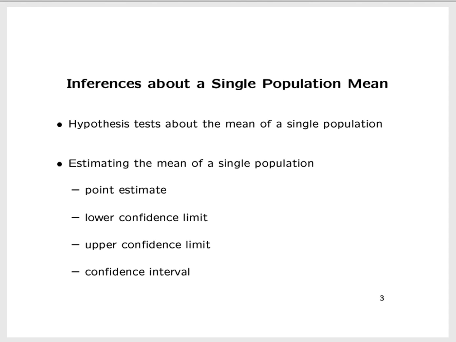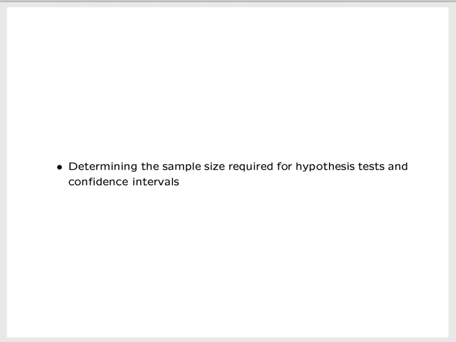Now let's first start talking about inferences about a single population mean. We'll be looking at hypothesis tests about the mean of a single population. We'll be looking at how to estimate the mean of a single population via point estimation and also via confidence interval estimation. We'll look at how to construct lower and upper confidence limits. And we'll also look at sample size problems, how to determine the sample size required for hypothesis tests to have a certain amount of power and for confidence intervals to have a certain level of precision.